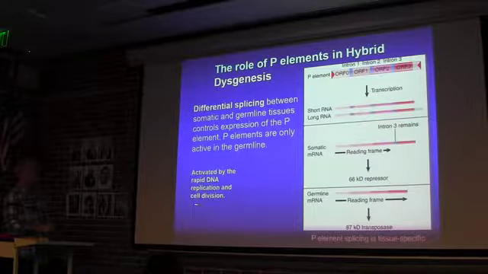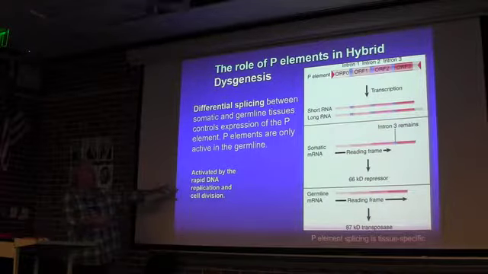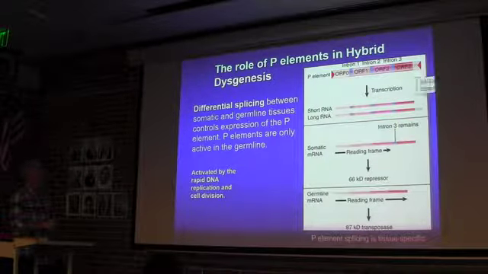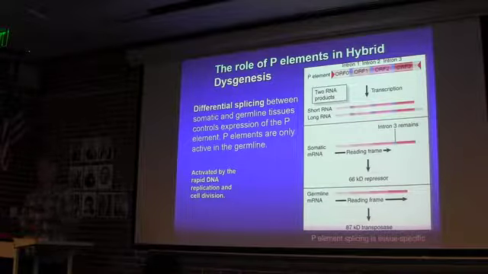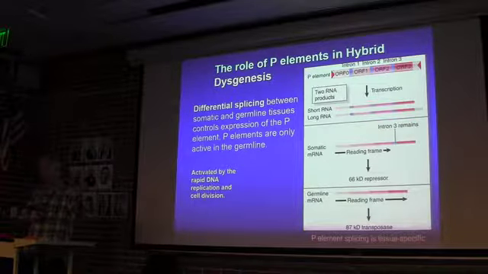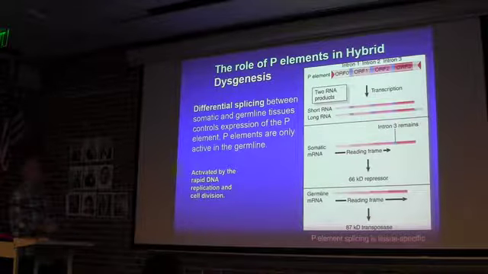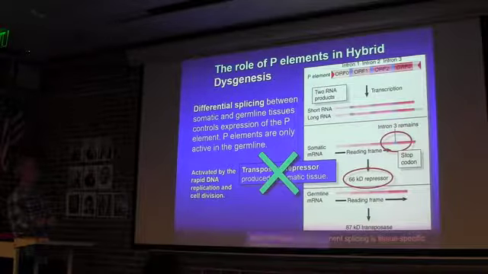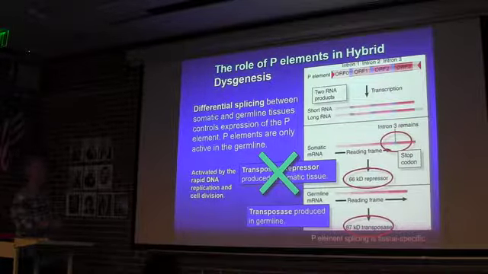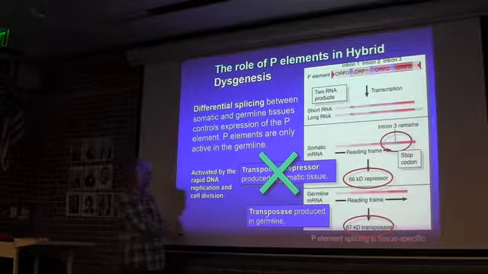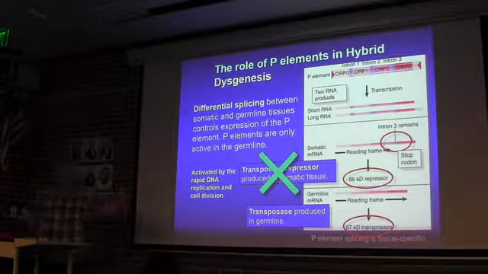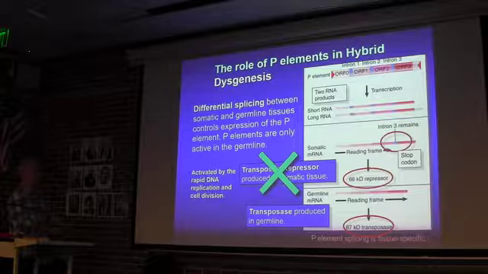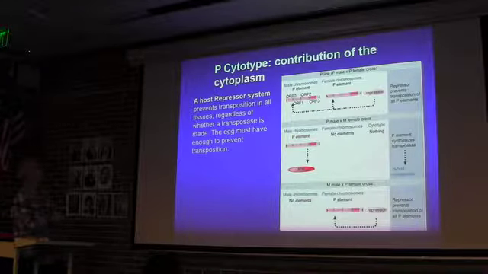Activated by rapid replication and cell division. So it's activated in germline cells. Maybe they're dividing so rapidly you can't build up enough of this protein that binds to the intron. I don't know. The transposase, of course, is processed properly in the germline, so you get an active transposase and you get jumping genes. And that causes all the problems associated with hybrid dysgenesis.